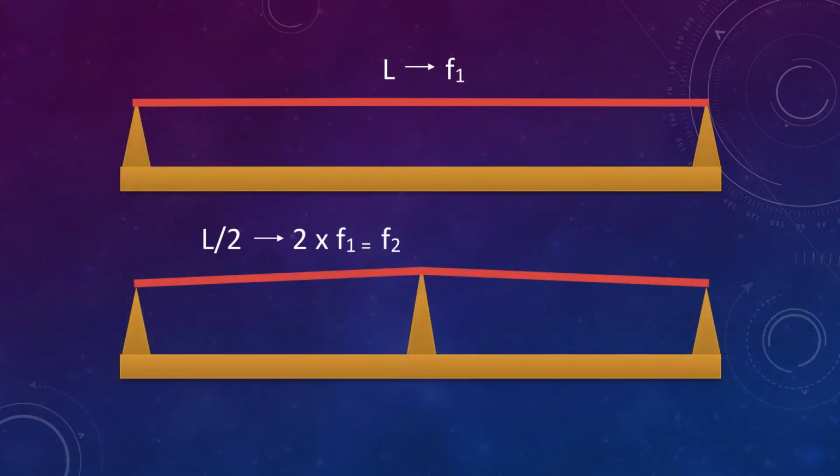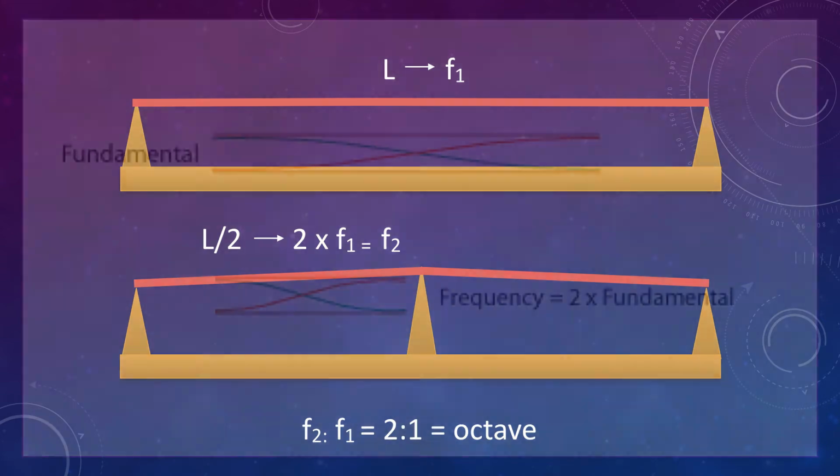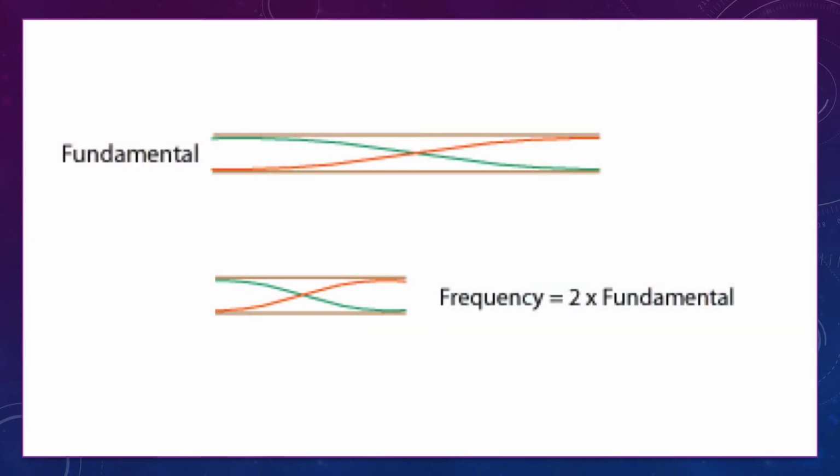In a string instrument, if you halve the length of a vibrating string, you produce a pitch that is an octave higher. Likewise, halving the length of a tube raises its pitch 1 octave. Doubling the length of a tube, or closing one end of an open tube, lowers the pitch by an octave.